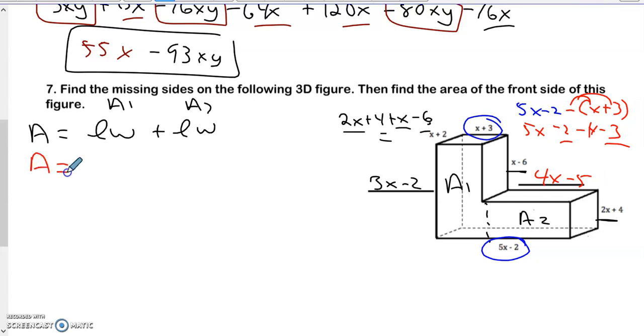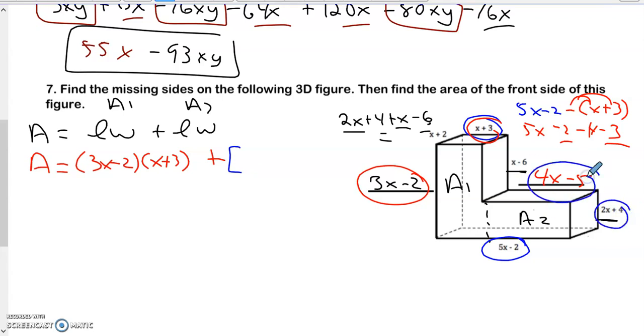So if I take the dimensions of this big A1, I'm going to use this number and this number, so I'm going to have 3x minus 2 and then an x plus 3. Then I'm going to put plus, and then I always like to keep brackets around it, and I'm going to take, for the smaller shape, these two numbers, so I get 4x minus 5, and then I have 2x plus 4 in a bracket.